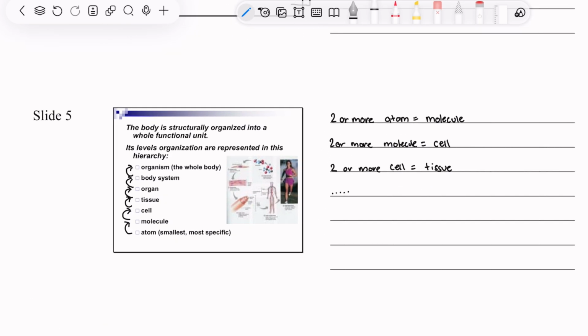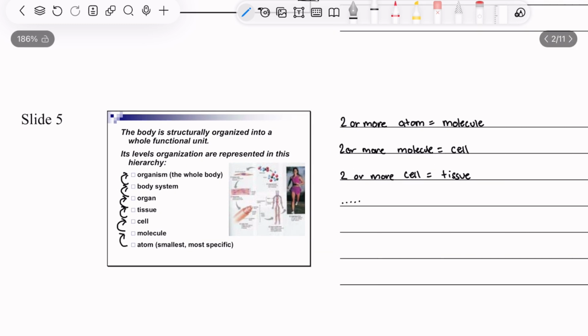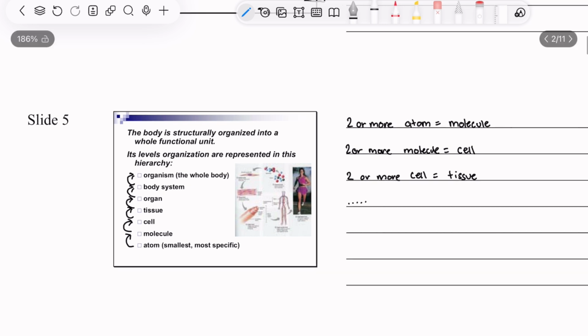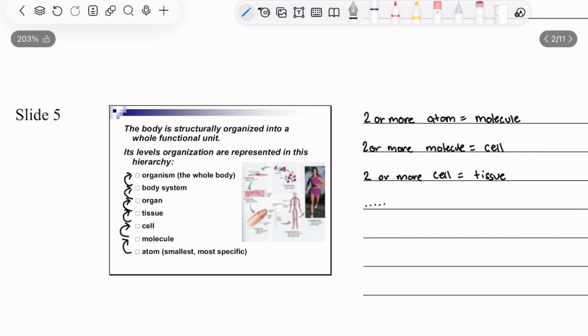The body is structurally organized into a whole functional unit. Its levels of organization are represented in this hierarchy, and it goes from atom to molecules to cell to tissues to organs to body systems, and then an organism. So what that basically means is that if you have more than two atoms, that makes up a molecule. If you have more than two molecules, that makes up a cell. If you have more than two cells, that makes up a tissue. If you have more than two tissues, that makes up an organ, and it goes all the way up to body system.